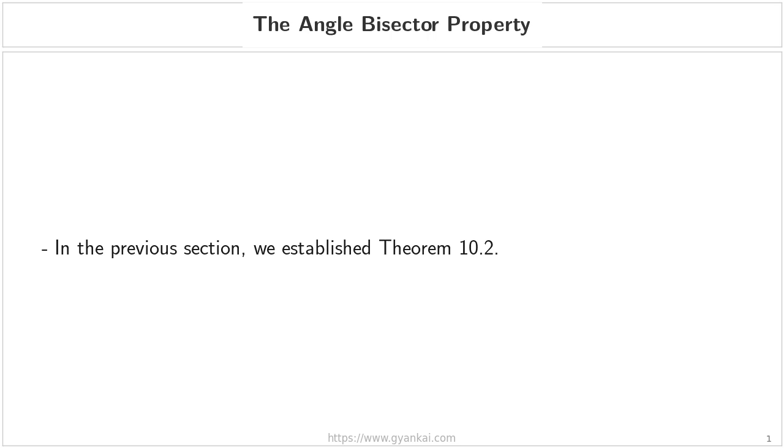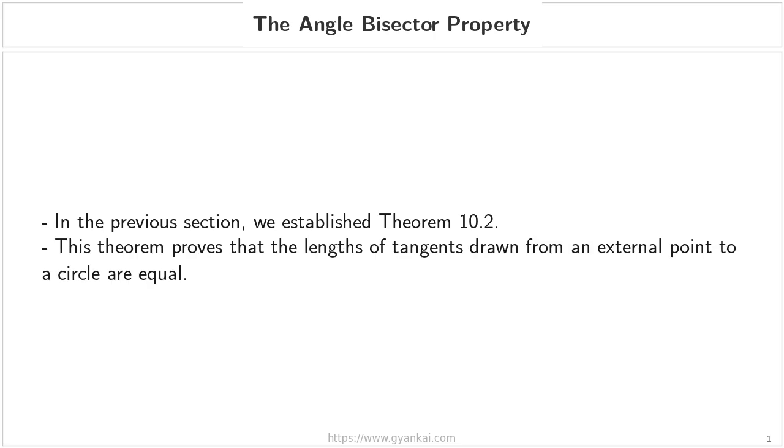Welcome, everyone. Before we dive into today's new concept, let's take a moment to reflect on what we have already mastered. In our previous lesson, we established Theorem 10.2, which is a fundamental building block for what we are about to discuss. As a quick refresher, that theorem provides us with the proof that the lengths of two tangents drawn from the same external point to a circle are exactly equal to each other.